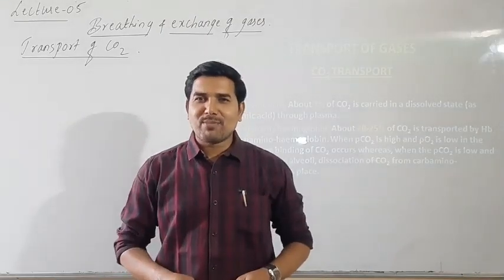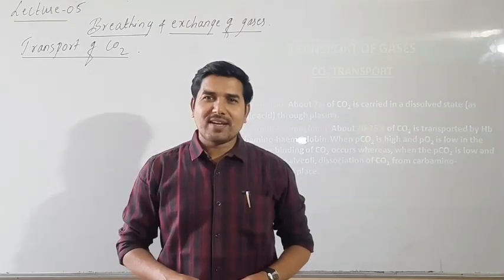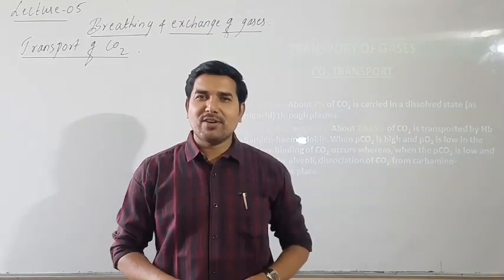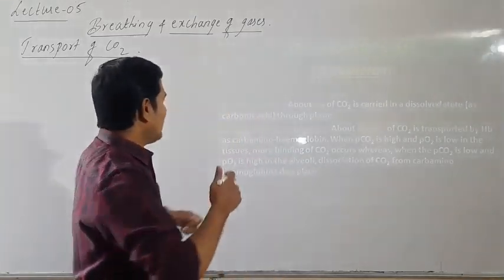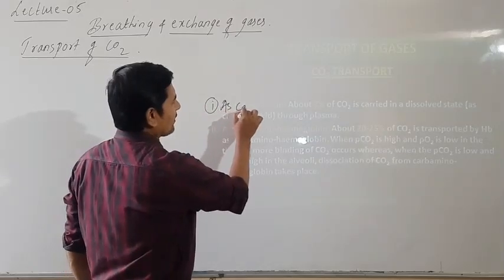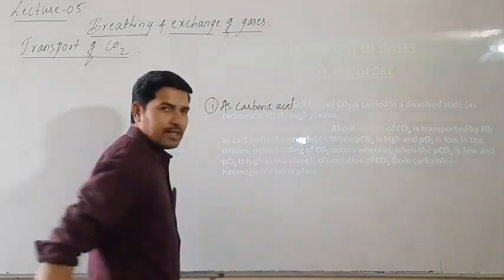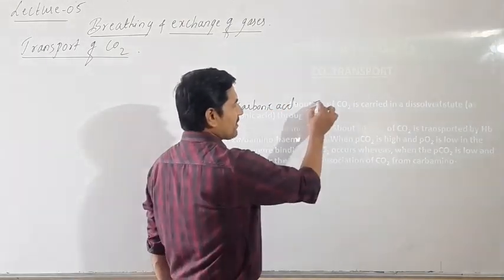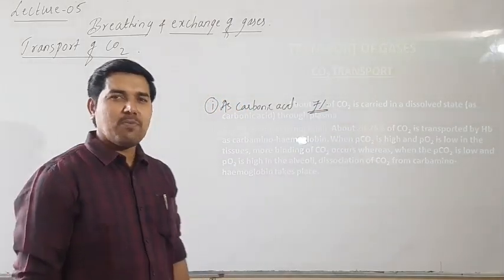Welcome to transport of carbon dioxide. Now, as we have discussed in the previous class, transport of carbon dioxide occurs mainly in three forms, and out of the three forms, the first form is as carbonic acid. Then about how many percent?